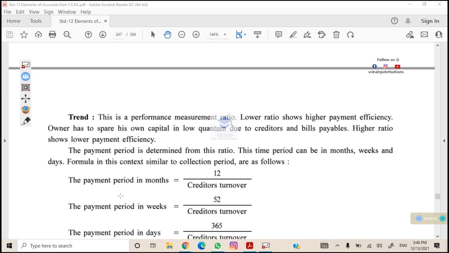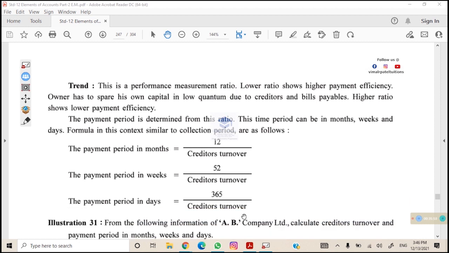Now average payment period or payment period can be determined by this ratio. Payment period in months, so 12 divided by creditors turnover ratio. Payment period in weeks, so 52 divided by creditors turnover ratio. And payment period in days, so 365 divided by creditors turnover ratio.